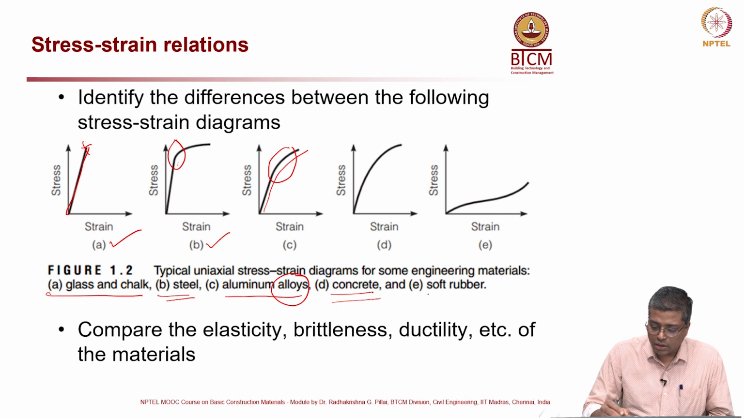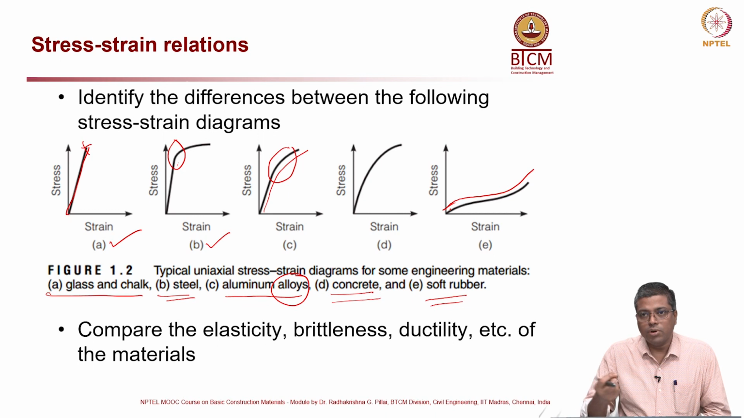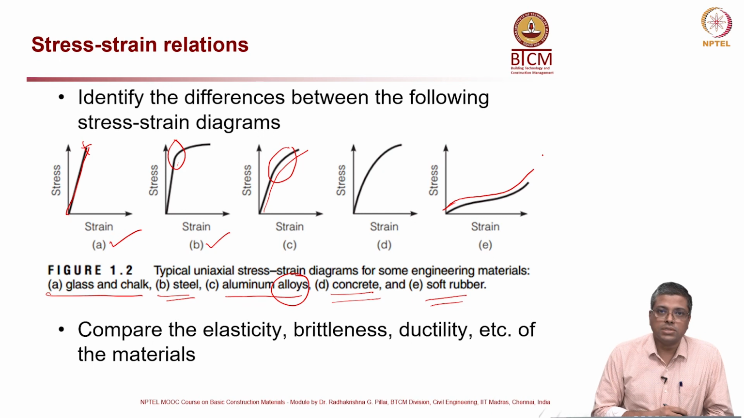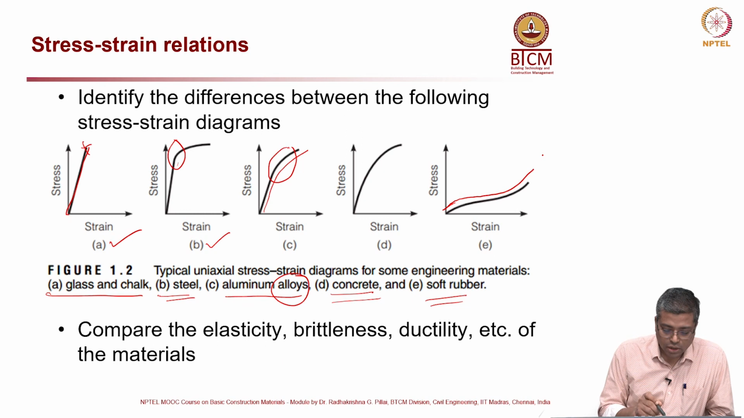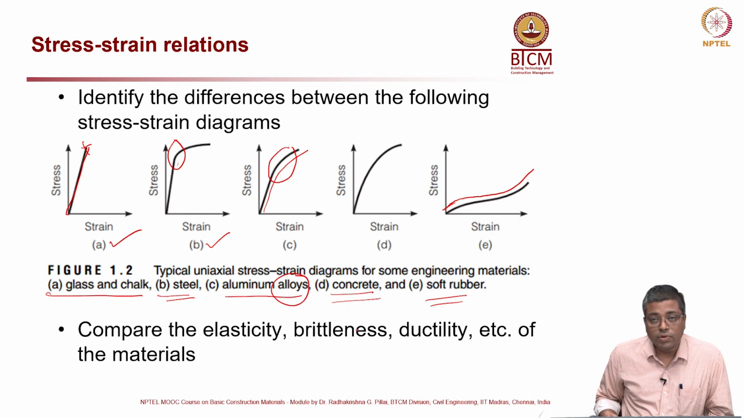Then you have rubber. When you pull rubber, you can see that initially there is a change in the curvature also. You see here, and then the curve comes down like this, and then again goes up like this. Okay. So, that is indicating initially the rubber will take some load, and then it tries to straighten all the molecules or chains in it, and then after some time you start seeing the strain hardening behavior in the rubber. Now, you can compare elasticity, brittleness, ductility of all these materials, and these are very important to look at while choosing a material.